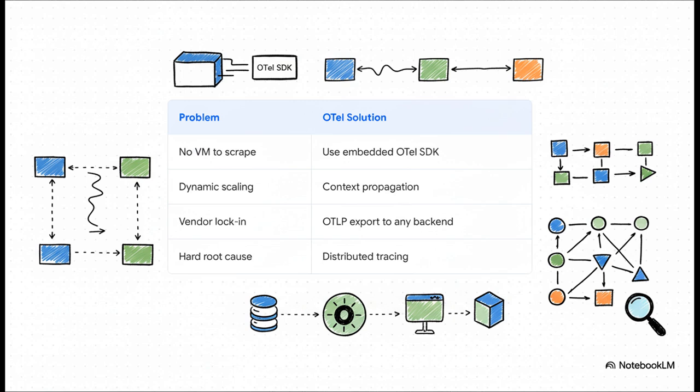There's no machine to scrape metrics from? Fine, just embed the OTel SDK right in your code. How do you follow a single request when it's hopping between a dozen different functions that are scaling up and down? That's what context propagation is for. It's like a passport that gets stamped at every stop. And my favorite parts? No more vendor lock-in, and with distributed tracing, you can finally see the entire journey of a request from start to finish. It's like turning the lights on.